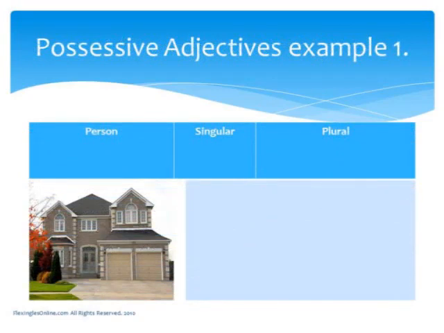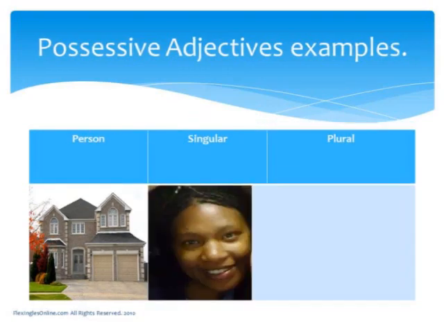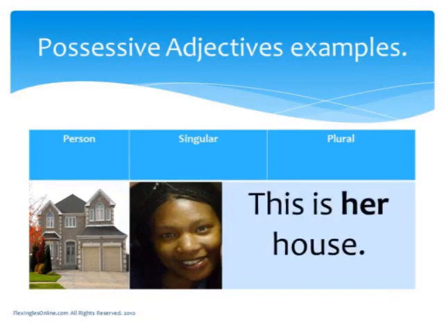So now let's view a few examples. Here we see a beautiful house. If we know that Hinata is the owner of this house, how can we say using a possessive adjective that Hinata is the owner of this house? Example, this is her house.